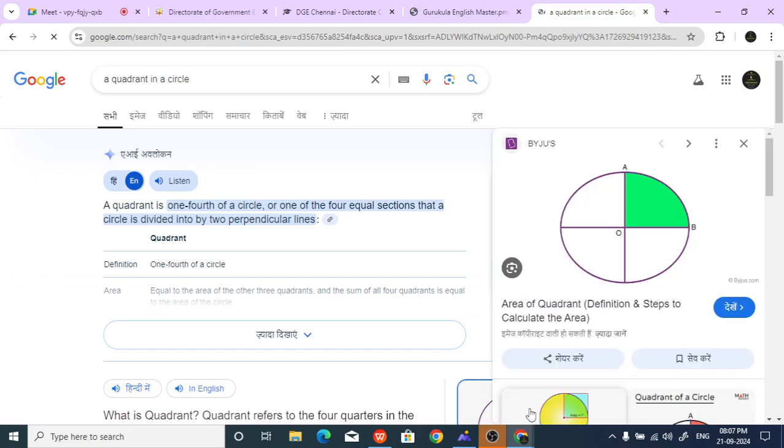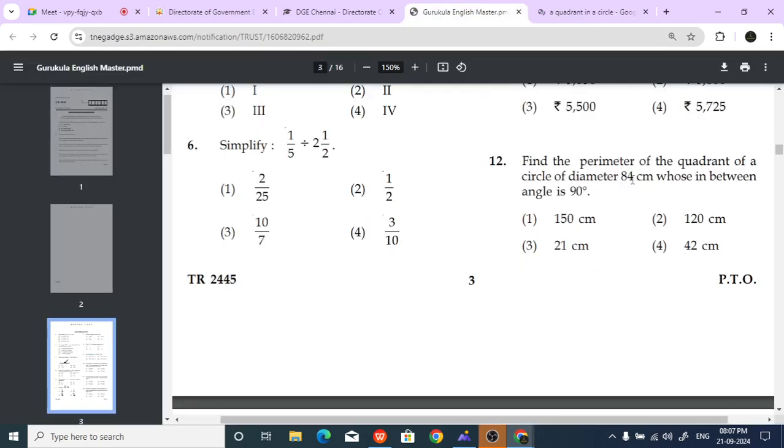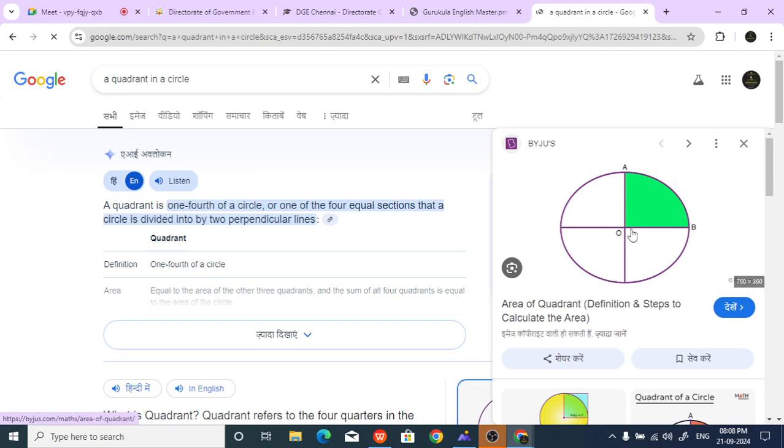Now what are they asking? Let's go to the question. So here, the diameter of the circle is 84 centimeter. What is the radius then? If the diameter of the circle is 84, what is the radius? 42. Very good. Now, they are asking, what is the perimeter of this quadrant? The perimeter of the quadrant is AO plus OB plus AB. All three you have to add. What is AO? AO is 42. What is OB? 42.